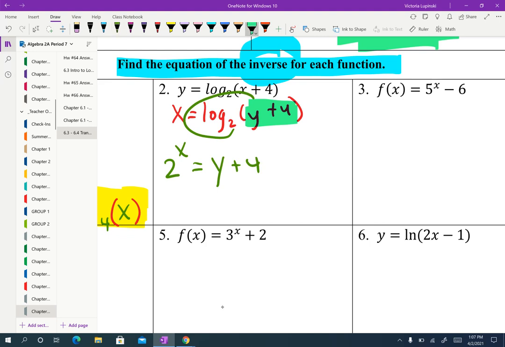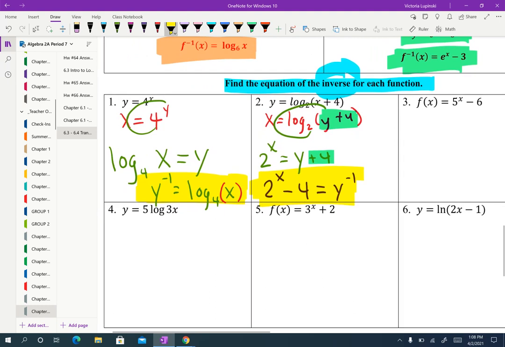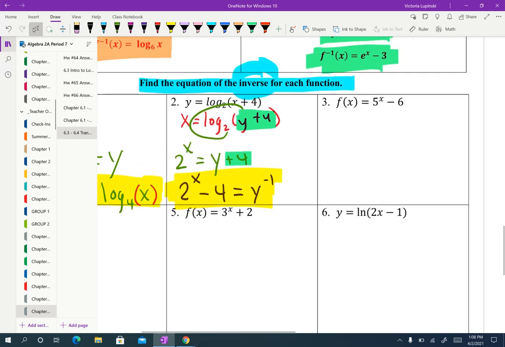Because of the fact that this is a big plus 4 that is now outside of the parentheses, you're going to go ahead and subtract it. So your final answer is 2 raised to the x, minus 4. And again, because you started off as a y, you can just call it y to the negative 1, which means inverse. Notice that here, the opposite of a plus 4 inside is a minus 4 outside, and the opposite of a log is always an exponential. If you look at 1 versus 2, notice I have the inverse notation on the left side of number 1, but on the right side of number 2, it matters not, so no worries on that issue.